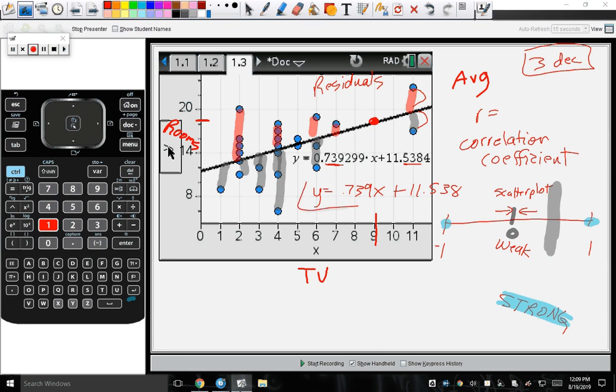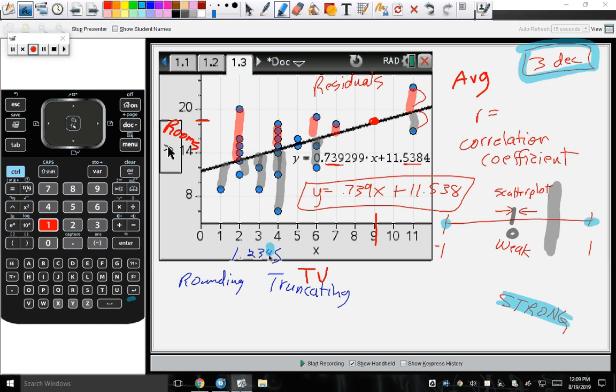Okay? Now, real quick, I want you to know the difference between rounding and truncating. For instance, if I had 1.2345 and I know that I'm supposed to round to 3 decimal places, I'm going to look at this 4. Rounding, what does this 5 tell this 4 to do? Go up, right, to 5. So rounding would be 1.235.